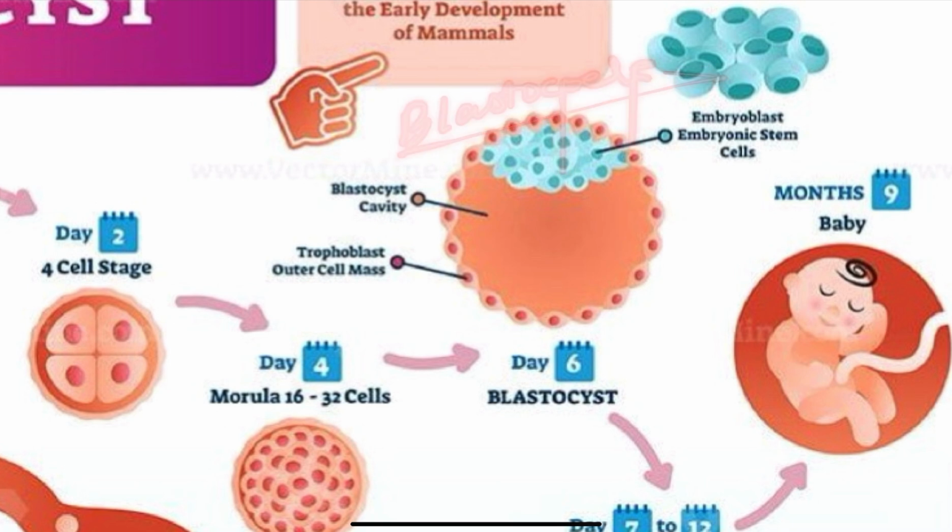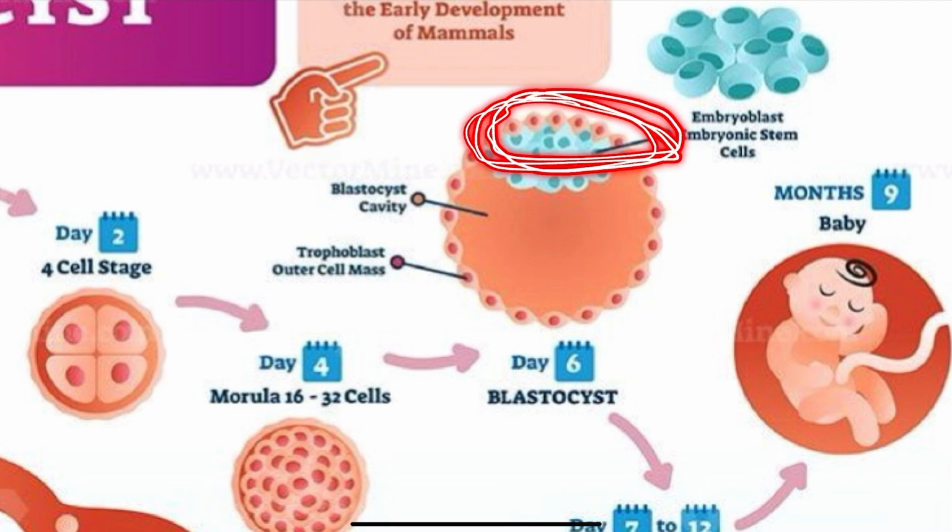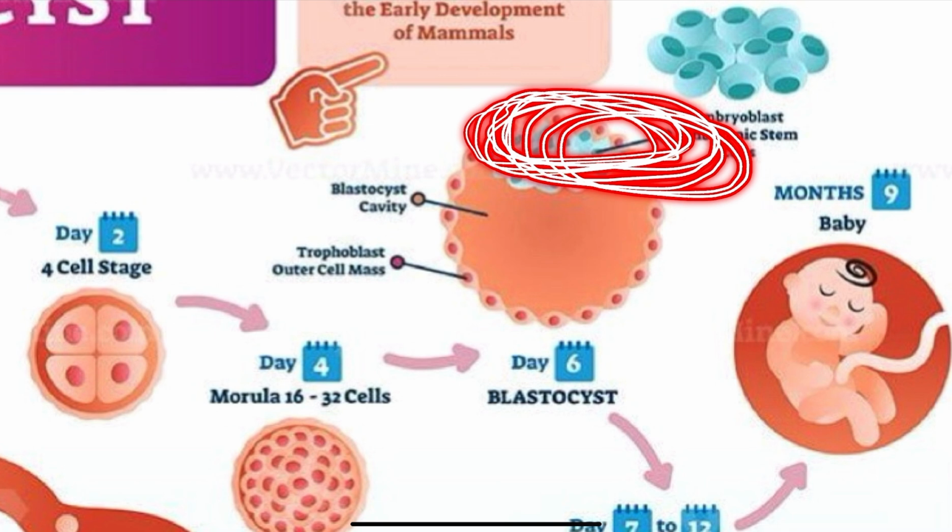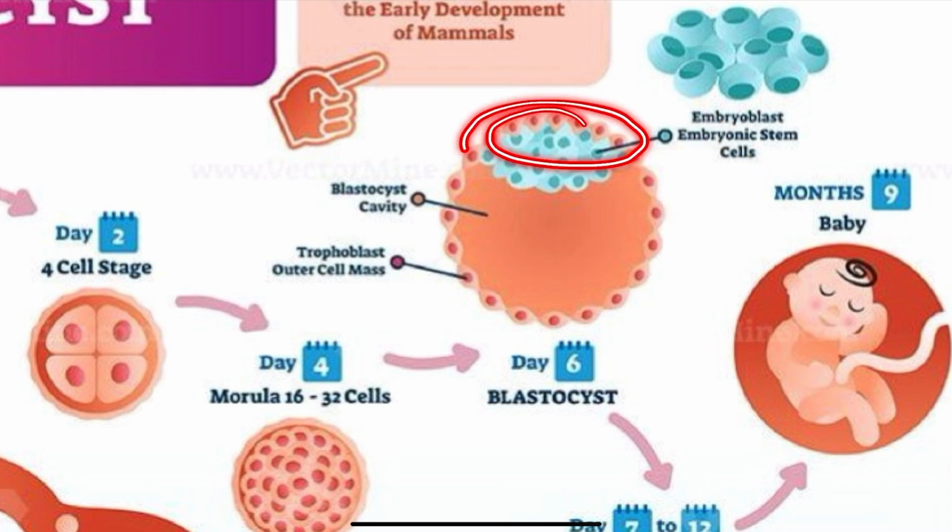Blastocele. Now blastocele separates the trophoblast from the embryoblast, except this small area right here. What is this area? This area forms the embryonic pole, where the trophoblast and the embryoblast are in contact with each other.